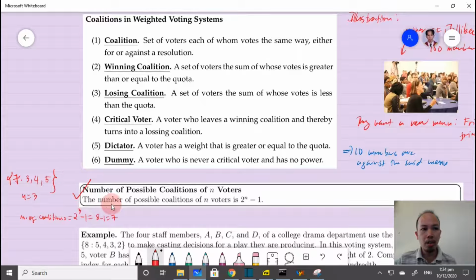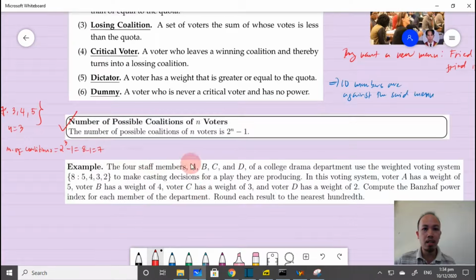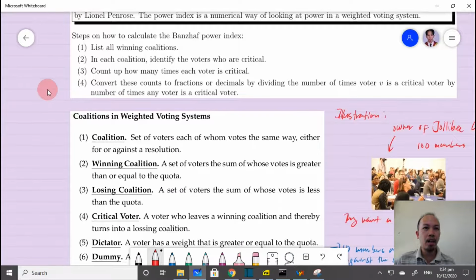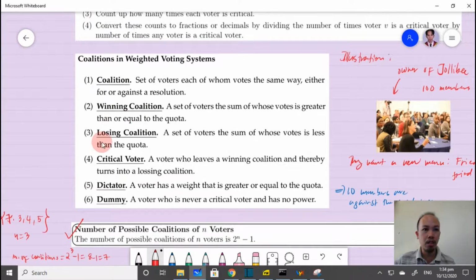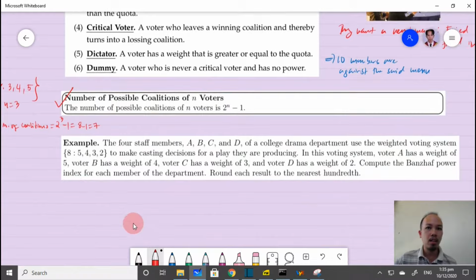Okay, I'm going to teach you how to get these coalitions by answering this example. Let's now compute how to get the Banzhaf power index of a given voter using these steps and these definitions here. First, we are going to get the winning coalitions, not the losing coalitions. So let's read it first.